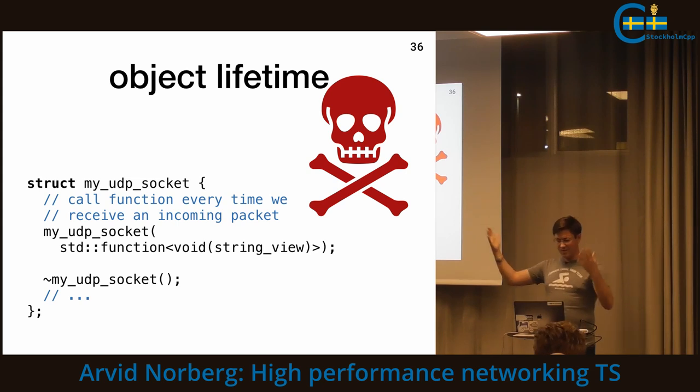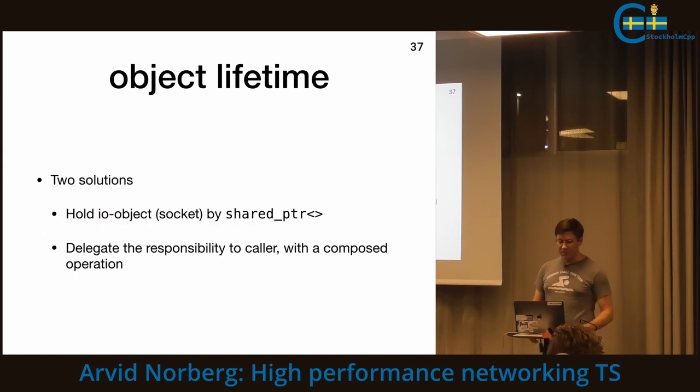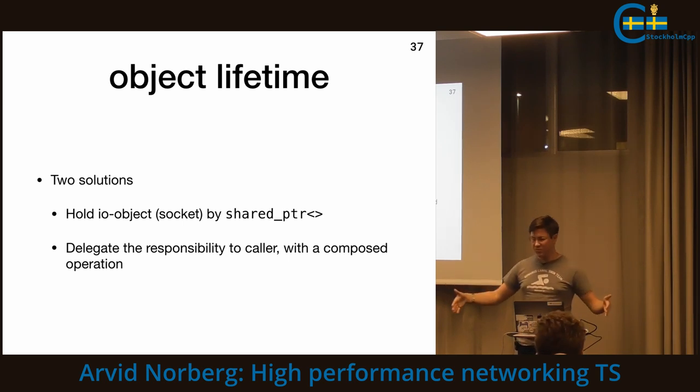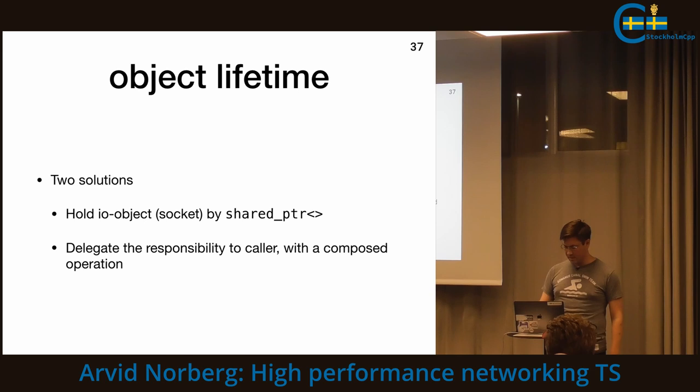That's a mind-boggling thing. It doesn't make any sense. It would be very difficult, very likely, to write incorrect code with an interface like this. So these are the two solutions that I mentioned. I ignored the example code version where you just tie everything to a single scope, but hold it by a shared pointer, or delegate the responsibility by wrapping it up in a composed operation, where you also take a handler and you do all your asynchronous operation and then you call the handler. And it's the user of your composed operation that's responsible for the lifetime.